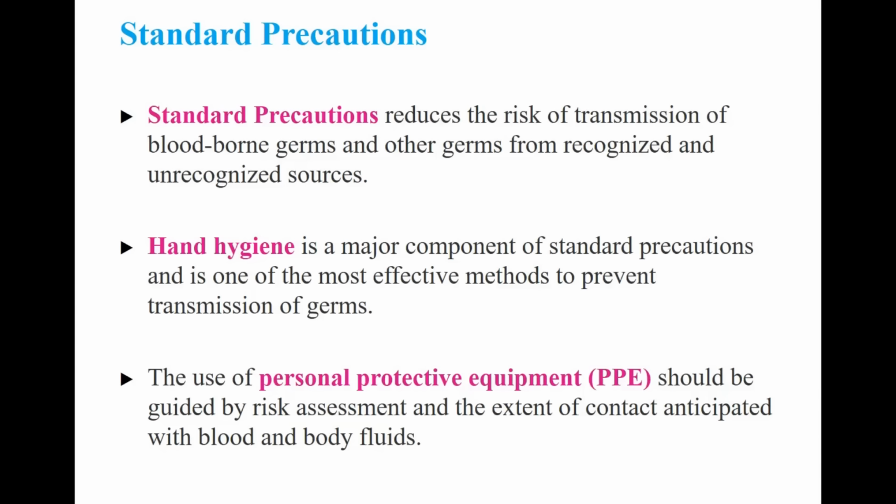Standard precautions include hand hygiene and the use of personal protective equipment, also referred to as PPE. Hand hygiene is one of the most effective methods to prevent transmission of germs. The use of PPE should be guided by your risk assessment of the situation and the extent that you anticipate contact with blood and body fluids.